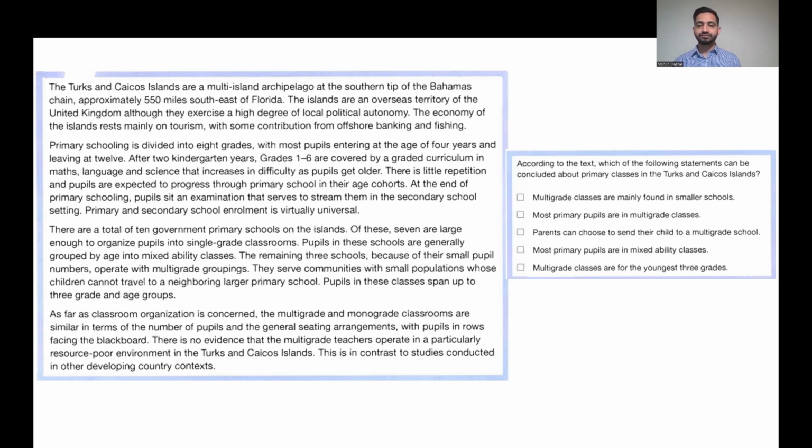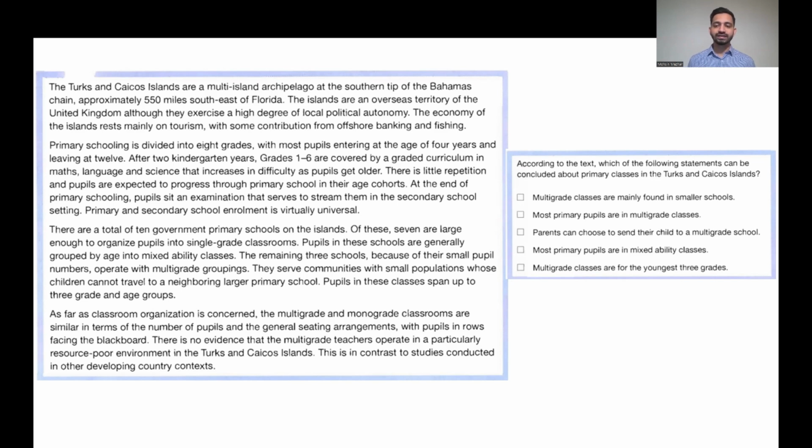We've got 5 options here. Number 1 is multi-grade classes are mainly found in smaller schools. So multi-grade classes, that's our keyword, are mainly found in smaller schools. So it might be talking about larger schools and smaller schools. We'll see that. Most primary pupils are in multi-grade classes. So we'll see most pupils, where do they study, where do they go.